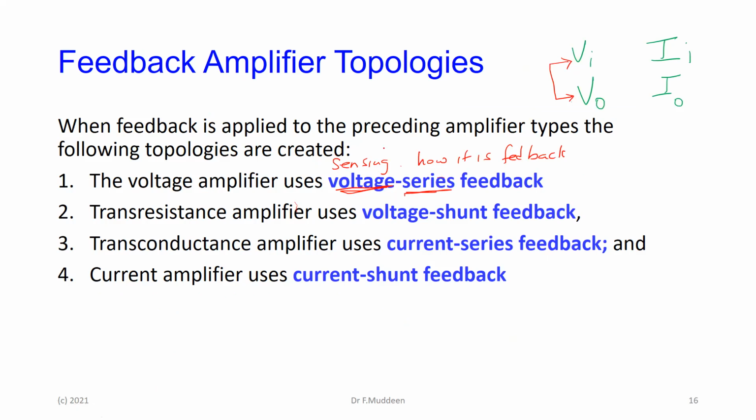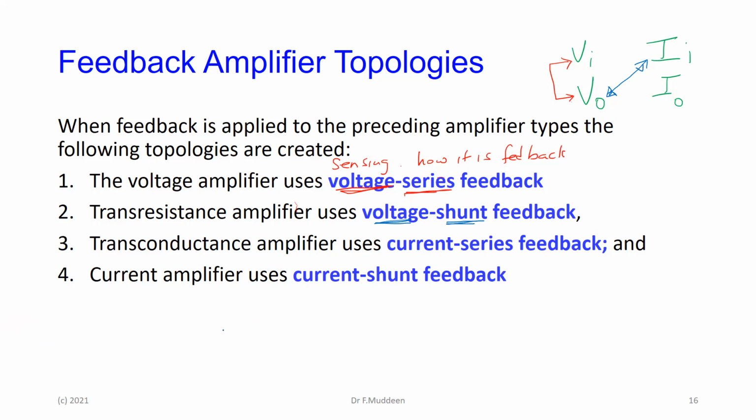So the transresistance amplifier is current in and voltage out. So what am I sensing? If I have to feed it back, the output is what I sense. So I have to sense voltage, but I have to feed back current. If I'm feeding back current, the feedback has to be in parallel with the current that is in, so the feedback now has to be shunt, right?